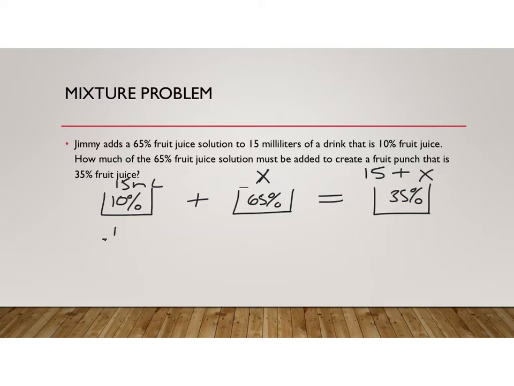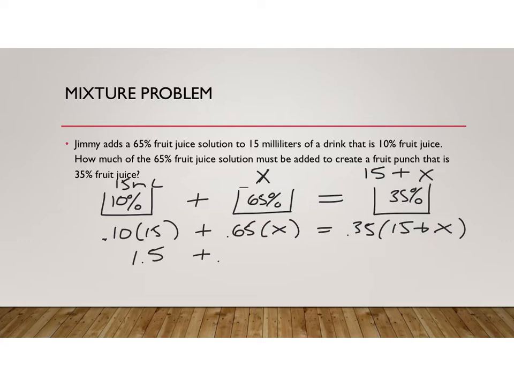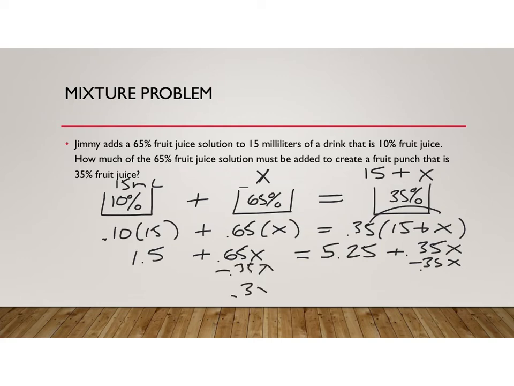So then setting up the equation, I'm going to have 0.10 times 15 plus 0.65 times the X equals 0.35 times the 15 plus X. So I'd have 1.5 plus 0.65x, distributing this 0.35, 0.35 times 15 is 5.25, plus 0.35x, and then solving the equation, subtracting 0.35x from both sides gives me 0.3x. Subtract 1.5 from both sides.